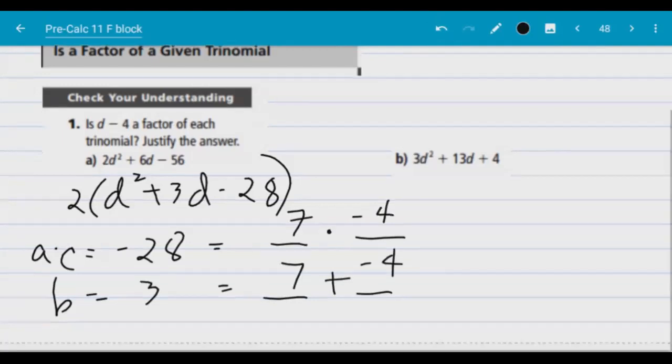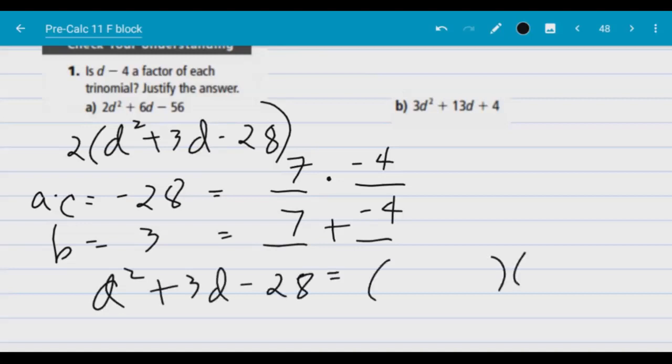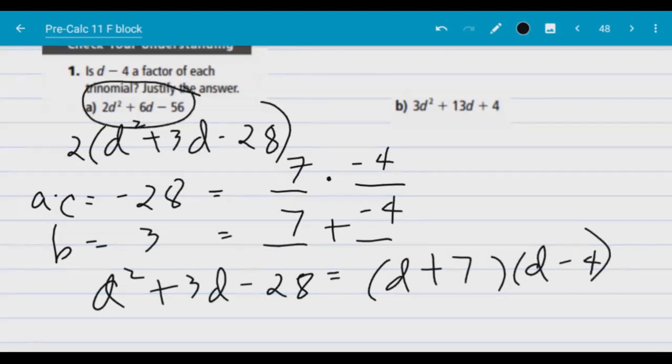All right. So we are able to come up with our factors for d squared plus 3d minus 28. The factored form of d squared plus 3d minus 28 would be d plus 7 and d minus 4. So we were able to come up with a factored form of this one, and you will have a 2 at the beginning, of course, because we factored out the 2 here.